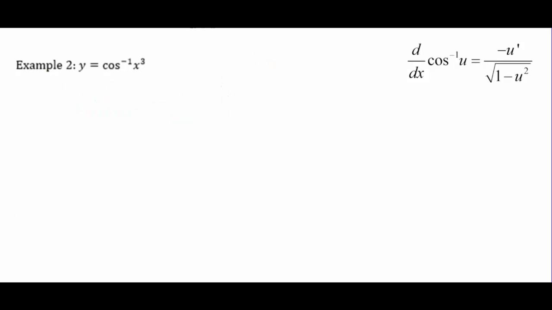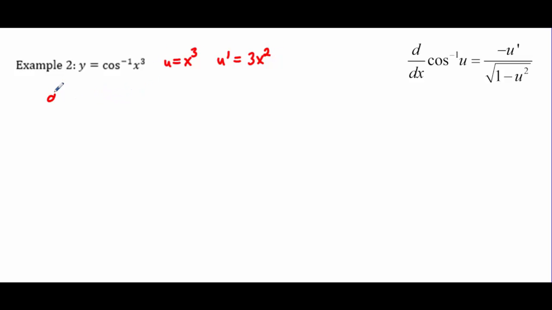Example 2 has inverse cosine of x cubed. I'm basically going to go through one of each type and show you just a little, like some of them are a little bit different than others because of what the formula is. So this is our u equals x cubed. So I need to find u prime, which will be 3x squared.